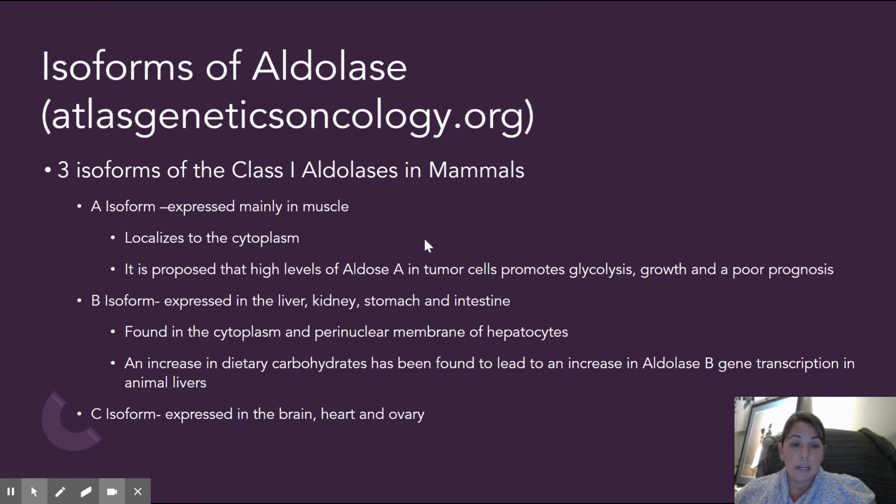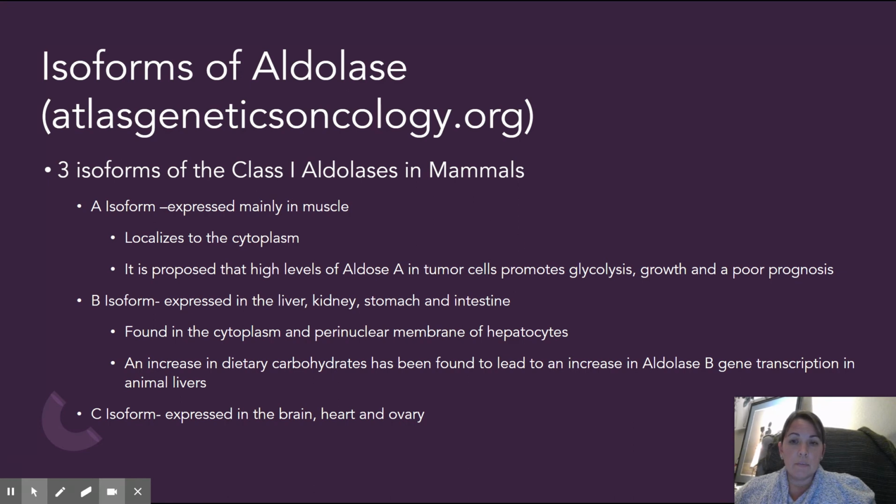We're going to focus on mammals now. Of this enzyme, there are 3 isoforms of the aldolases, and class 1 aldolases occur in mammals. There are 2 classes, and I want to say that the other class is the one that occurs in protists, bacteria, and fungi. But let's focus on aldolases that occur in mammals. So the A isoform is expressed mainly in the muscle.